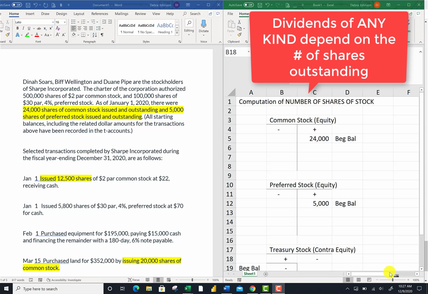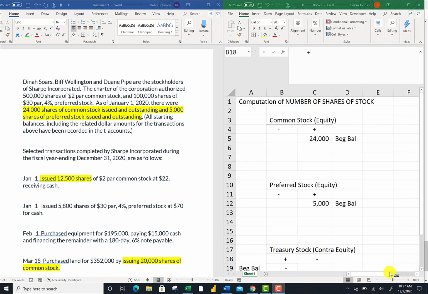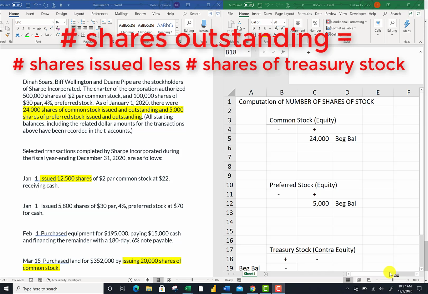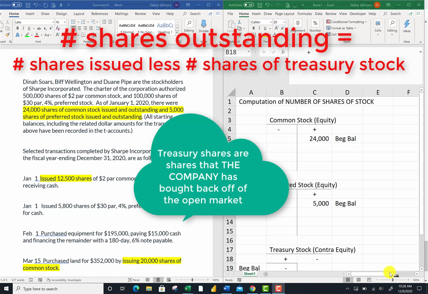The number of shares outstanding is equivalent to the number of shares issued or sold less the treasury shares. Don't forget that treasury stock is stock that we go out and buy on the open market and then keep in our treasury. You wouldn't pay dividends to yourself, so that's why the number of shares of treasury stock are always backed out to come up with the number of shares outstanding.